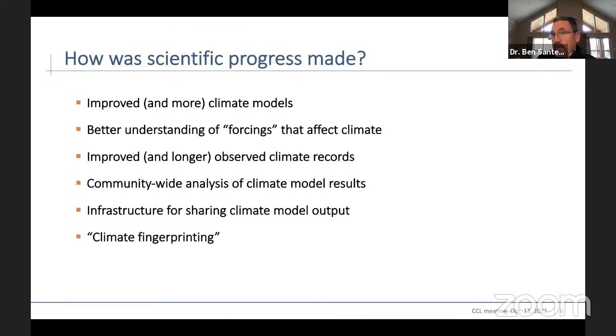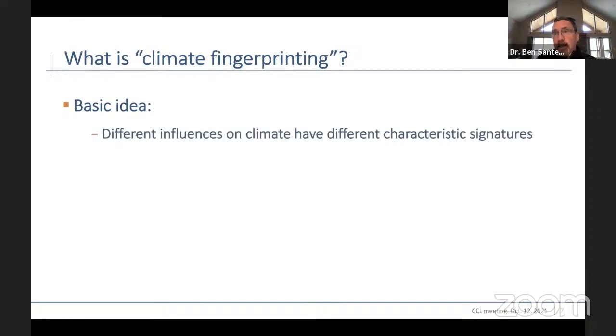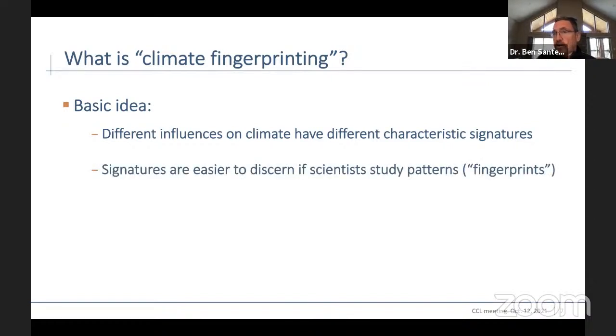Finally, we have climate fingerprinting, as I mentioned up front, powerful pattern recognition tools for trying to separate human and natural effects on climate. And that's what I'm going to talk about now, fingerprinting, very briefly. So what's the deal with fingerprinting? The basic idea is that different influences on climate, the sun, volcanoes, human-caused greenhouse gas increases, have different characteristic signatures.